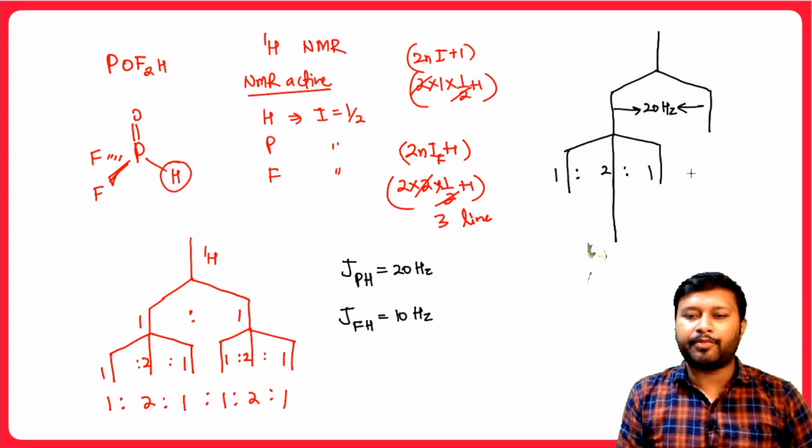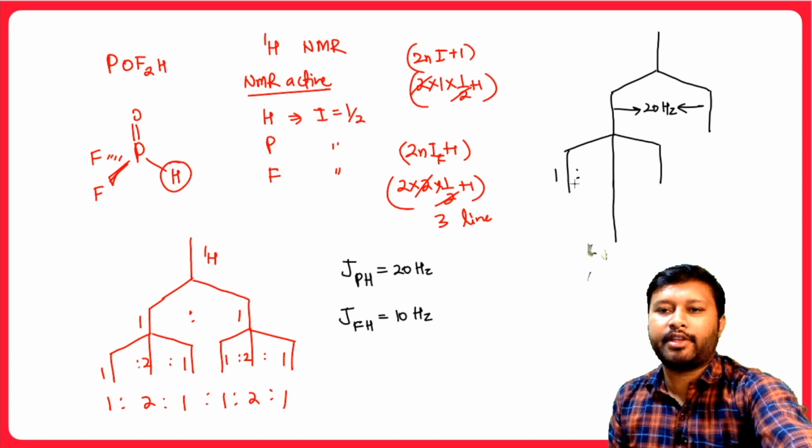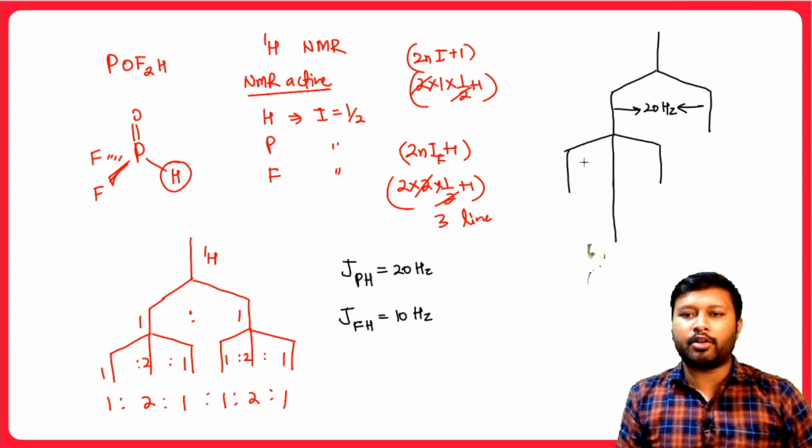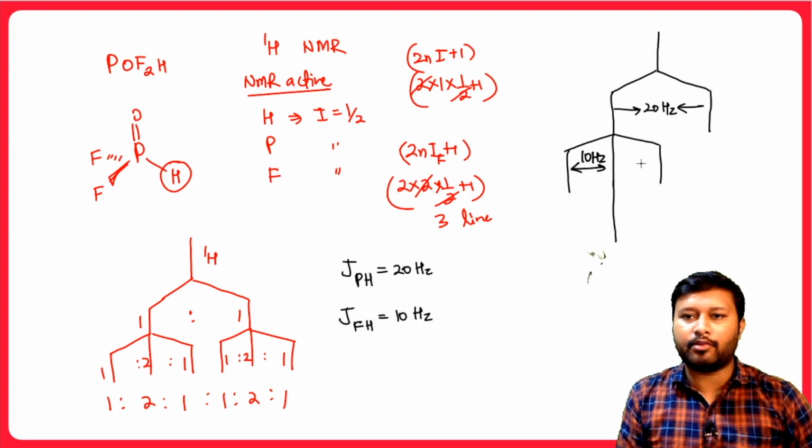So 1:2:1, and that's the intensity. Let me just erase it. We already know about it, but what we have to understand now is that this distance is 10 Hertz, and this is also 10 Hertz. What is happening in this peak? This is also splitting up in the same way.